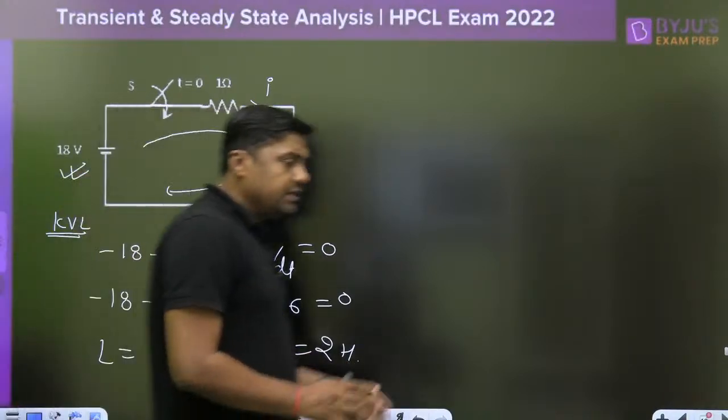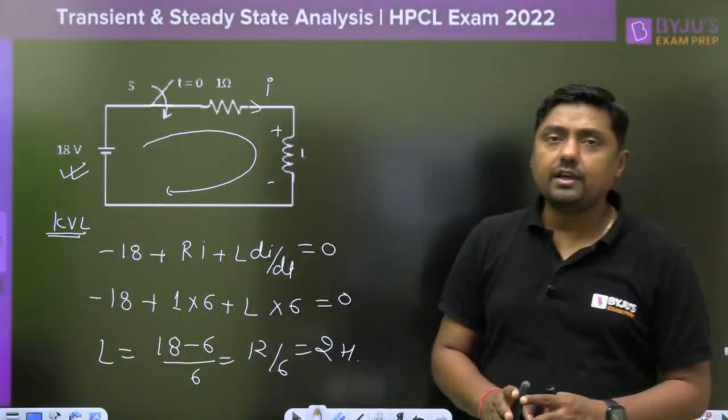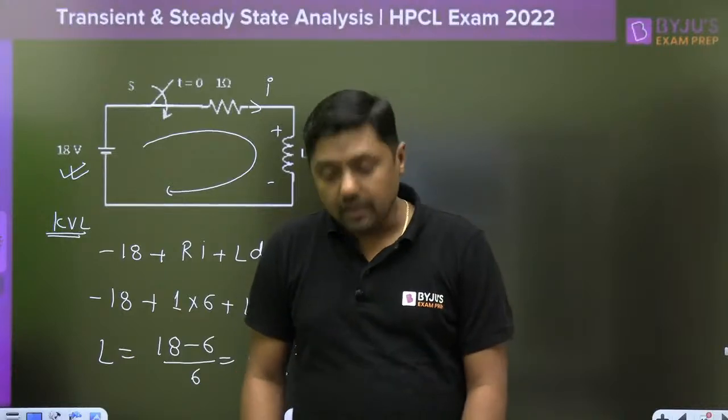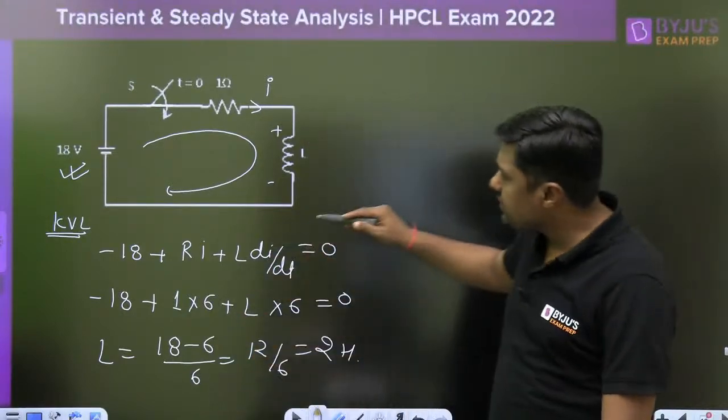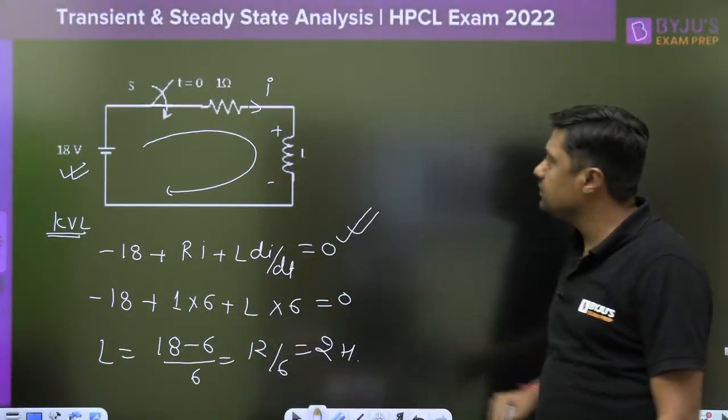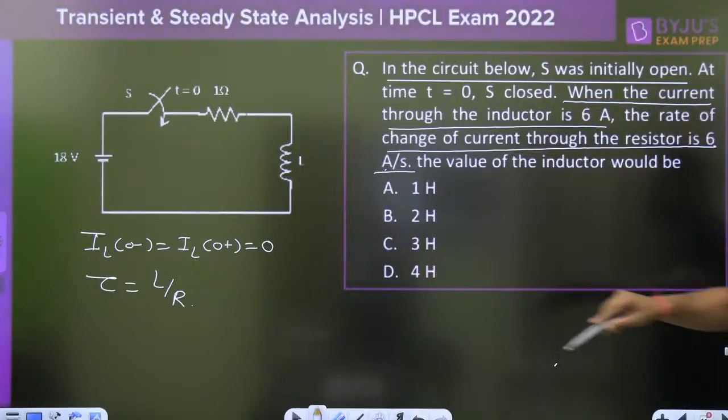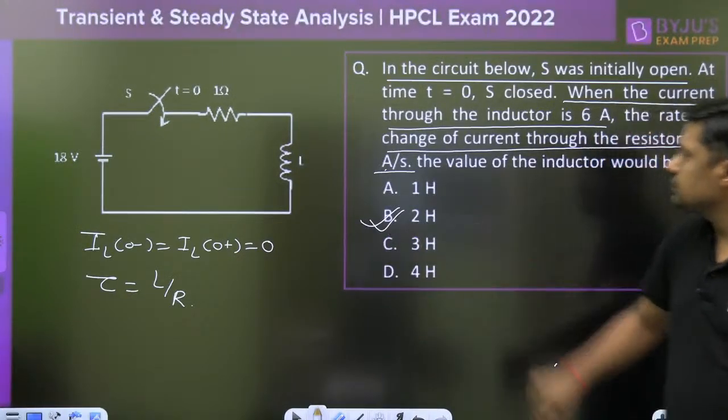The value of the inductor is very simple, we can find, that is what? 2 Henry, right? Okay, so in this case we have to simply satisfy the KVL, that is the KVL. 2 Henry is the answer for this question.